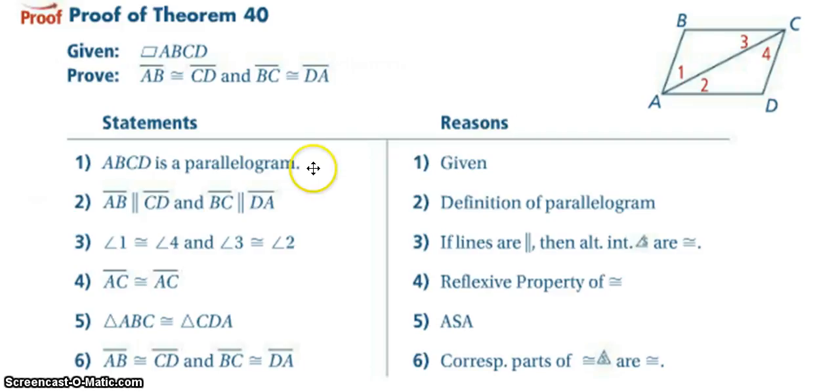So since it's a parallelogram, we start by knowing that AB is parallel to CD and likewise BC is parallel to DA. That's just the definition of a parallelogram. Then angle 1 is congruent to angle 4 and angle 3 is congruent to angle 2, because if lines are parallel, we have alternate interior angles. If that's hard to see for you, give me a moment.